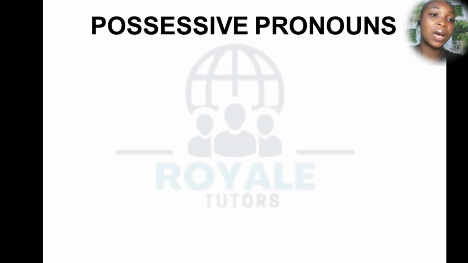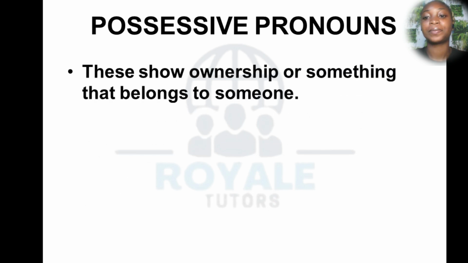Now, the next type of pronoun I want to introduce you to is the possessive pronoun. Possessive pronoun. Now, from the word possess, it means to own something. So let's see what possessive pronoun has to say. These show ownership or something that belongs to someone. Now that's to say that possessive pronouns are used to show that something belongs to someone. It shows ownership. It shows that someone owns something. Now that might be tricky, so let's look at the examples that we have.